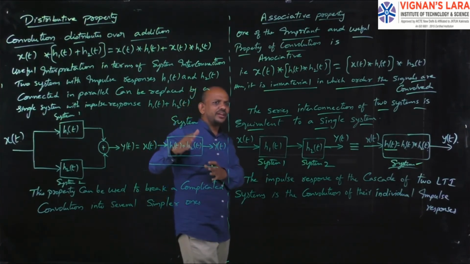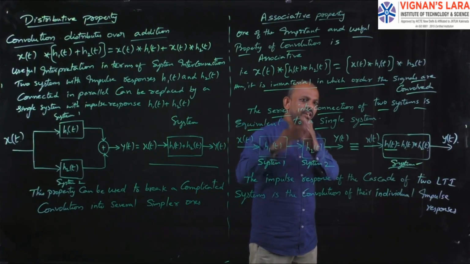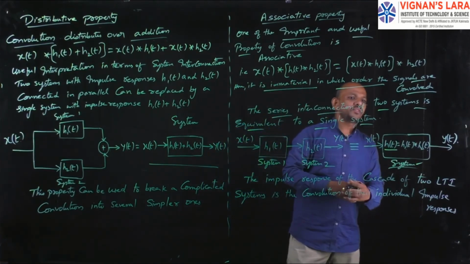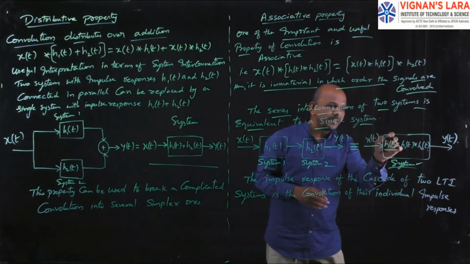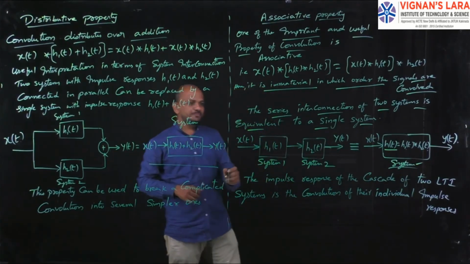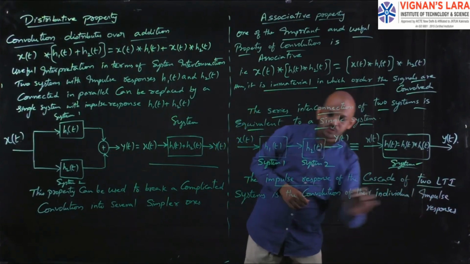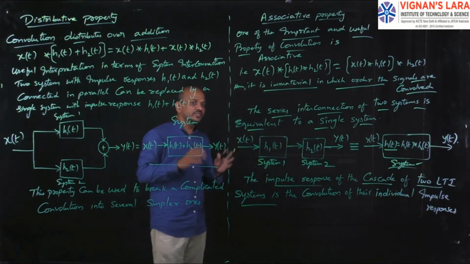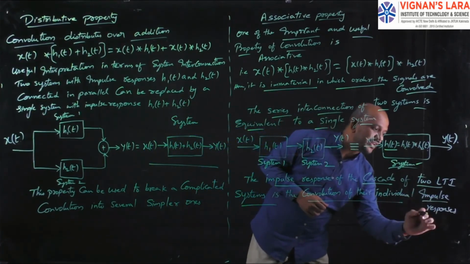Simply, x of t is given as input to system 1, h1 of t, and the output of that is given to another system having impulse response h2 of t, producing y of t. This output is equal to a system producing output y of t for a given input x of t, and having an impulse response equal to h1 of t convolution h2 of t. The impulse response of the cascade of two LTI systems is the convolution of their individual impulse responses.